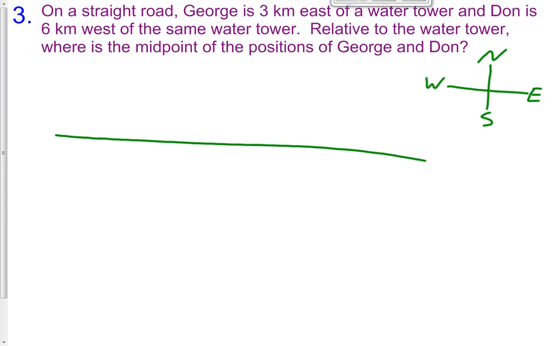So I'm just going to draw a water tower right here, H for Hutch. Okay, so George is 3 kilometers east. So here's where George is, and this is 3 kilometers. And then it says that Don is 6 kilometers west of the same water tower. So here's Don, he's west of the water tower, 6 kilometers.